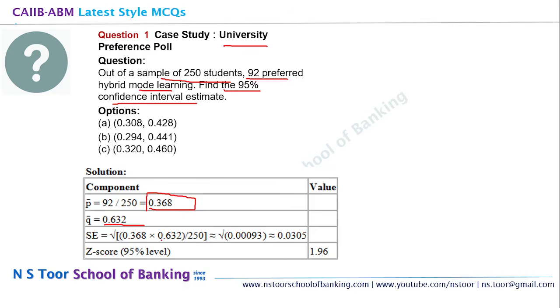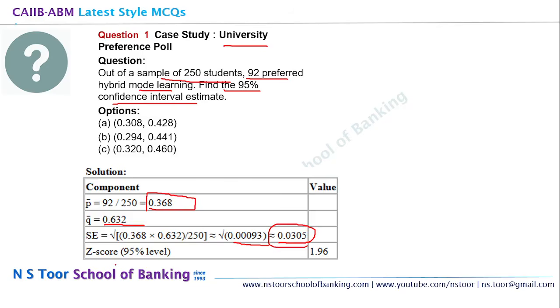So 0.368 multiplied by 0.632 divided by 250 comes to 0.00093, and we have to find the square root of this. The square root of 0.00093 is 0.0305. So the standard error is 0.0305. Here again you have to remember that formula.